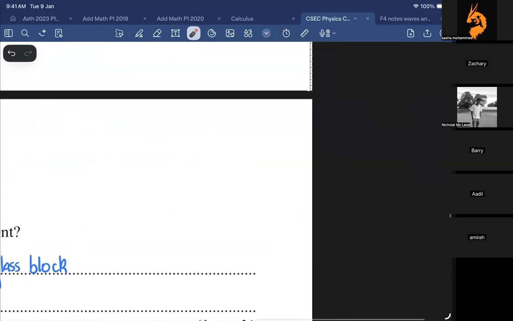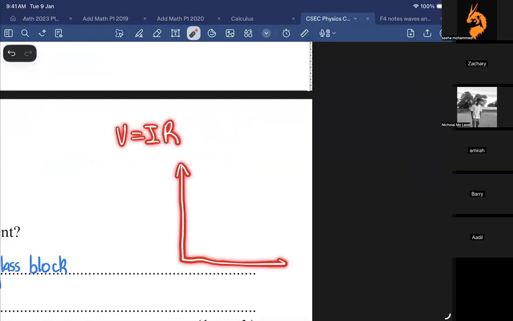So you should know Ohm's law is V is equal to IR. Yeah? Right. So if you plot a graph of V versus R, then the gradient would be, remember, Y over X. So the gradient would be V over R. And what do you think V over R would give you? Yeah, it would give you I.